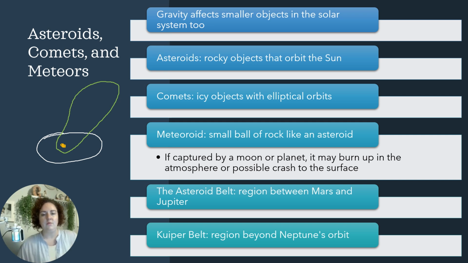Okay? We have meteoroids. So these small balls of rock, similar to asteroids, just smaller, that get captured by moons and planets. And as they enter into our atmosphere, they burn up. They hopefully turn into sizes of like grains of sand, but sometimes they don't. They stay a little bit larger and we get like massive craters. That's why our moon looks the way it does, is because of all of these meteoroids that hit it.